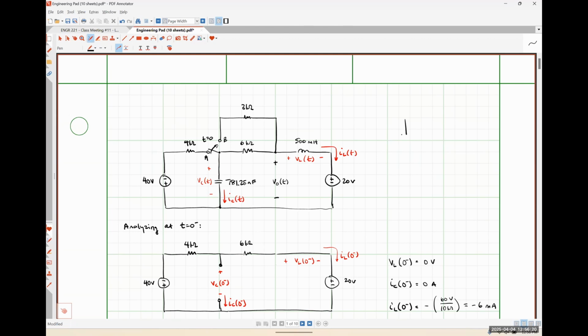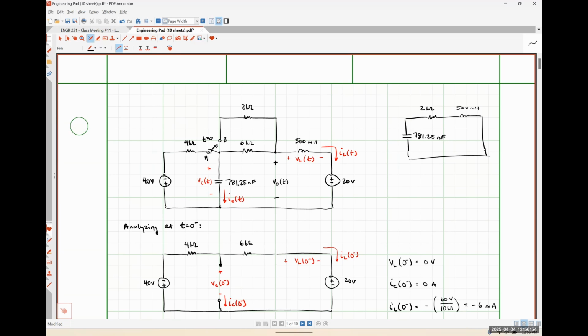So I've got my capacitor. So that's 78.1, or excuse me, 781.25 nanofarads. I have a 2 kilo ohm resistor because during the transient, those two resistors are in parallel. I have my 500 millihenry inductance. My 20-volt source is turned off. And so that looks like all three of those are connected in series to me.